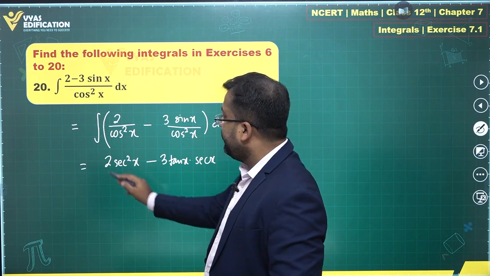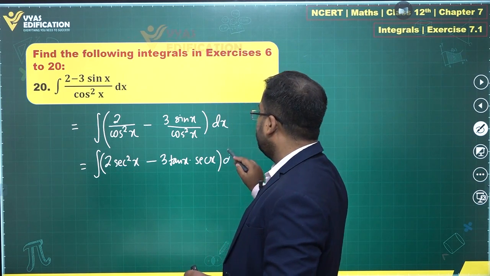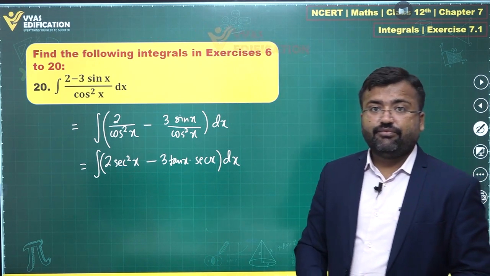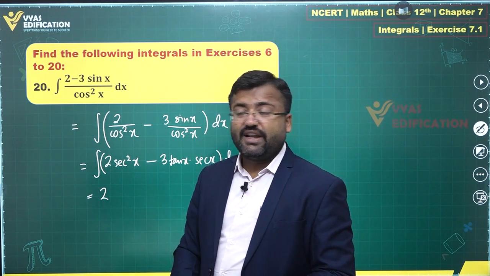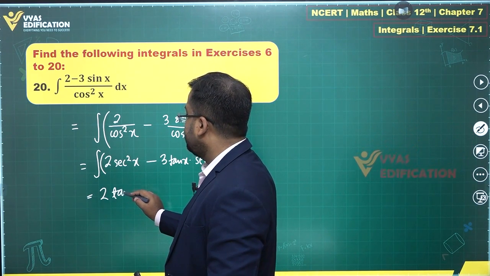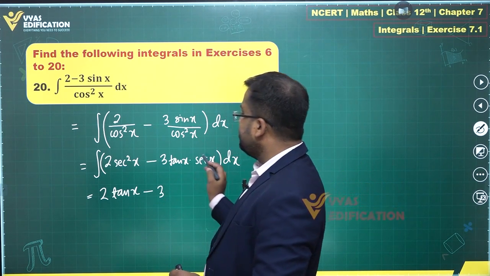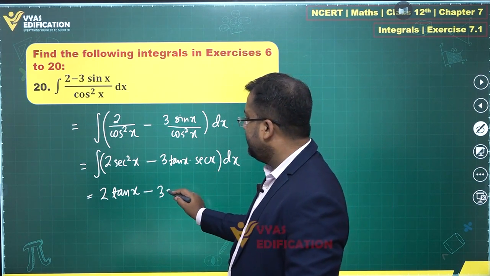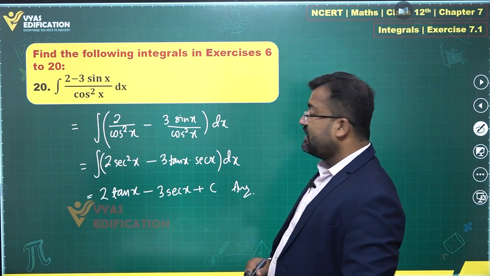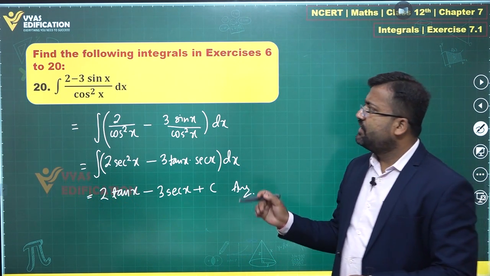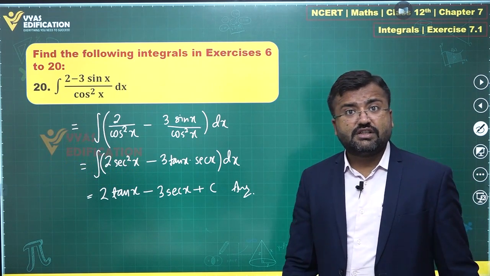And we know the integral of each of these, right? So, now we can integrate them. 2 times the integral of sec square x is tan x, minus 3 times the integral of sec x tan x is sec x, plus a constant of integration, and that is the required answer for this question, as you can see over here. This was the 20th question for us.